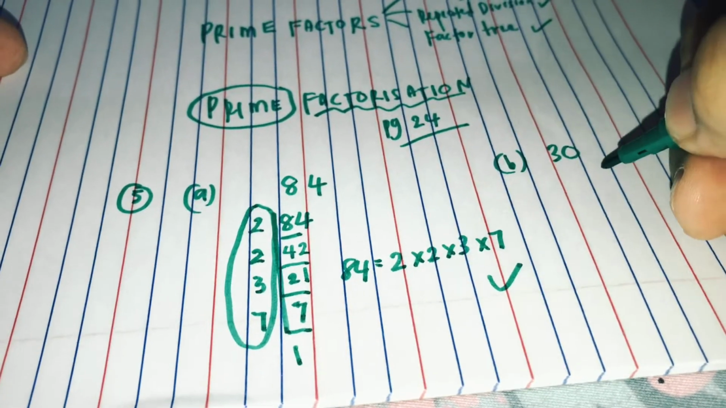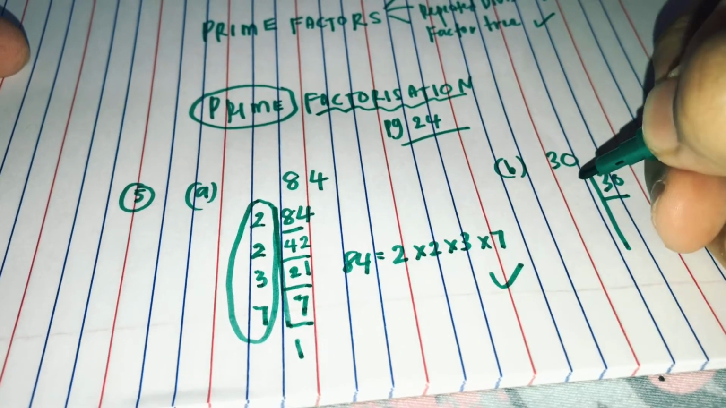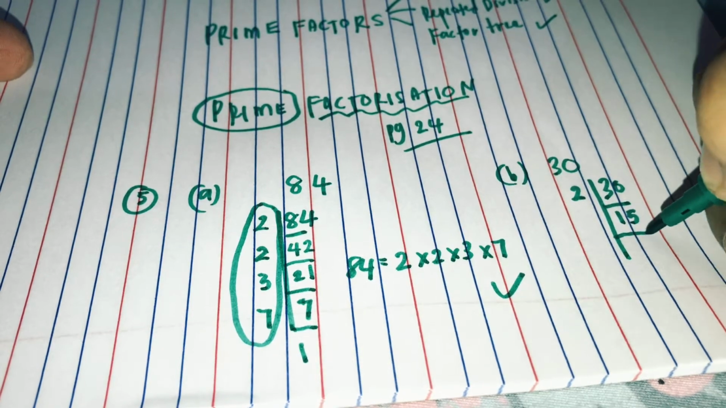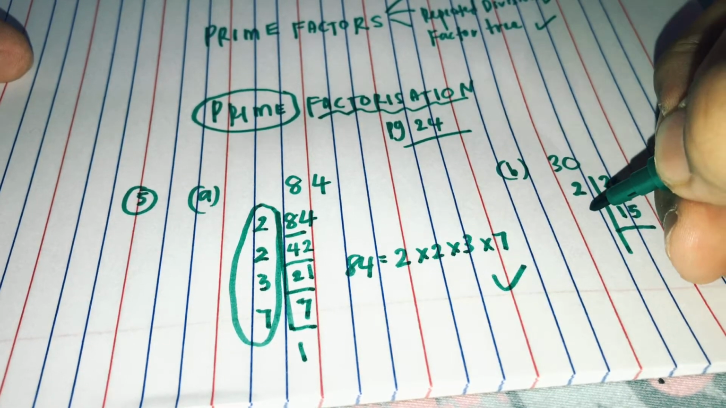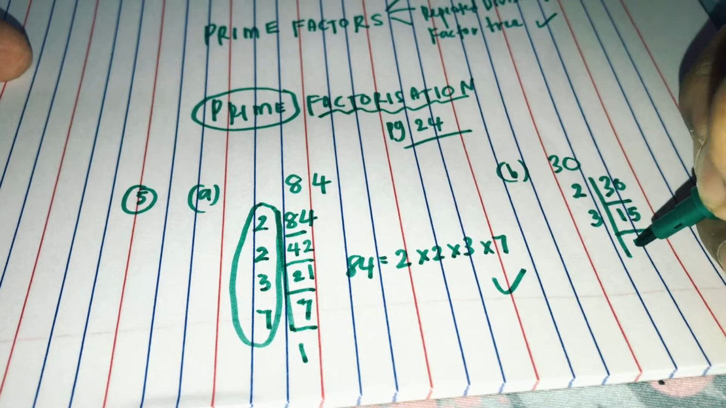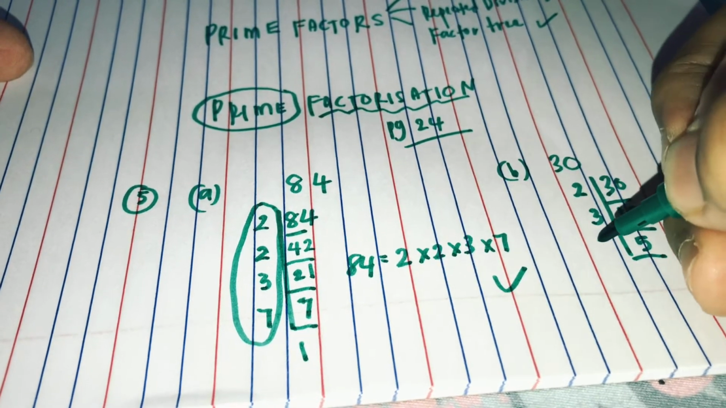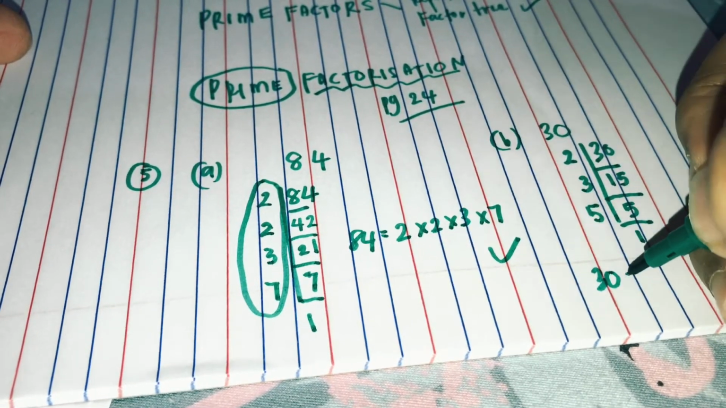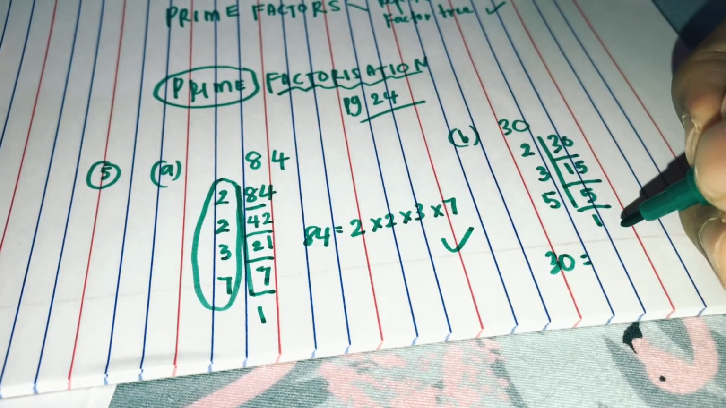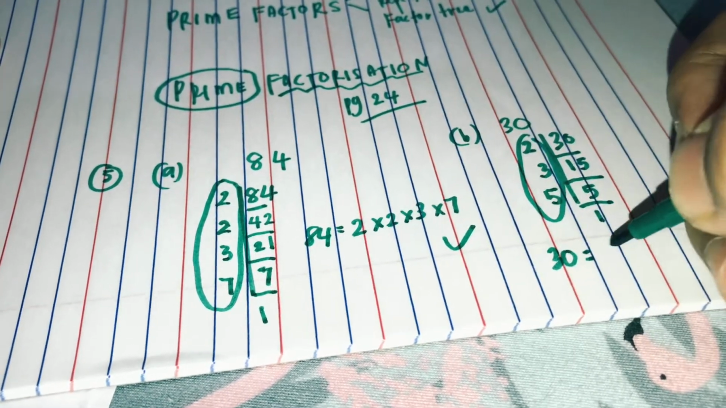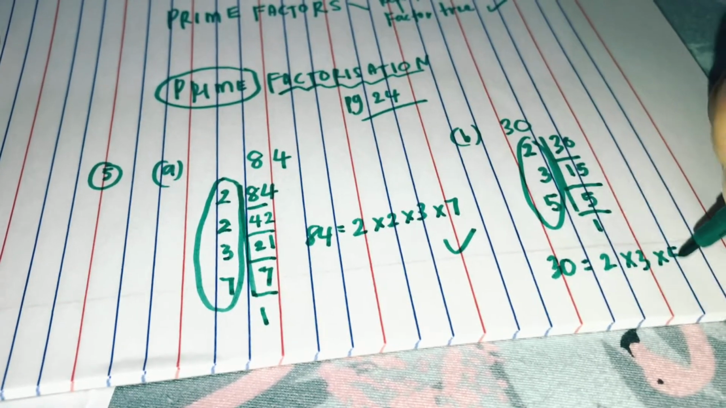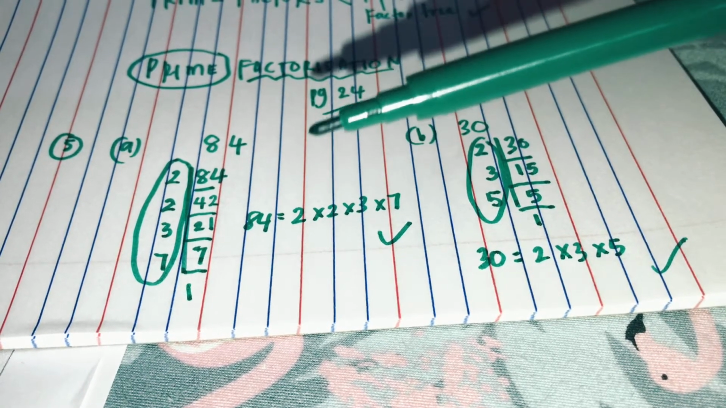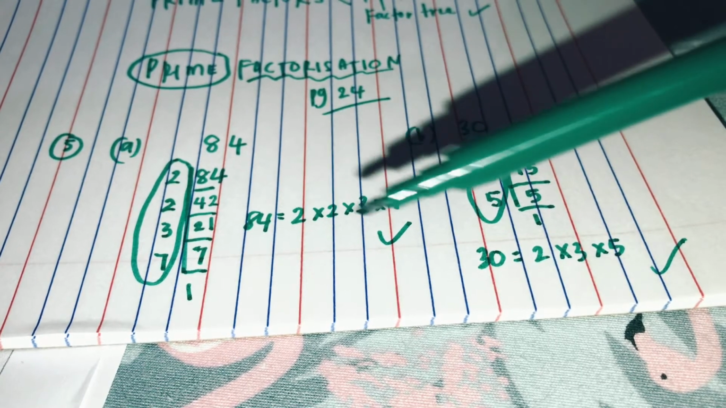Now 30. Divide by 2 first. 30 divide 2 is 15. Then 15 cannot divide by 2, so you choose 3. 15 divide 3, you get 5. Then 5 is prime, divide into 1. Then your final answer expressed in the form of prime factorization, copy back these numbers: 2 times 3 times 5. Then finish.